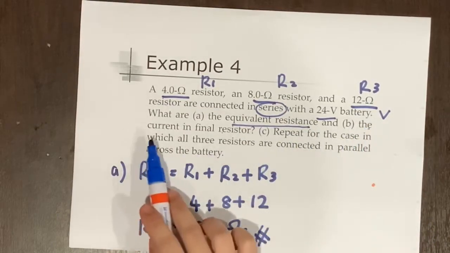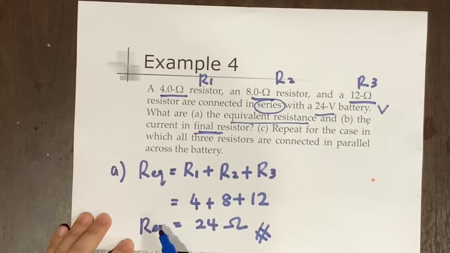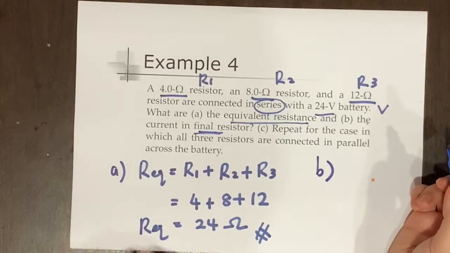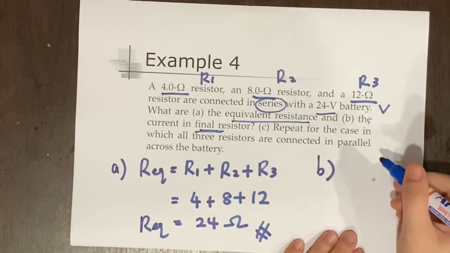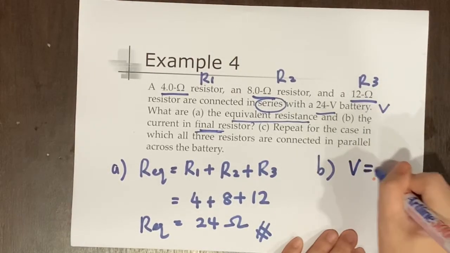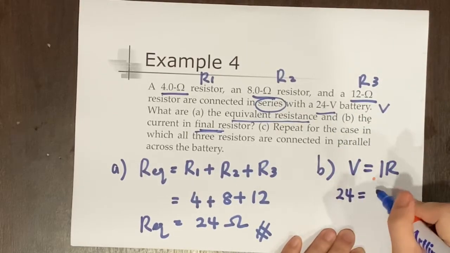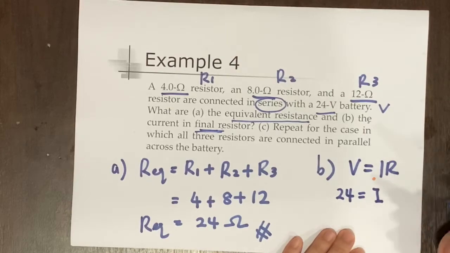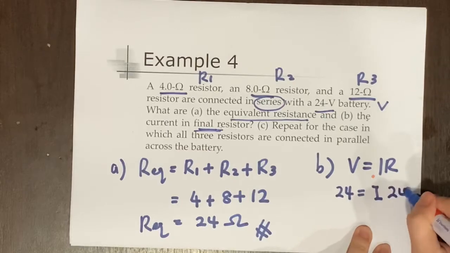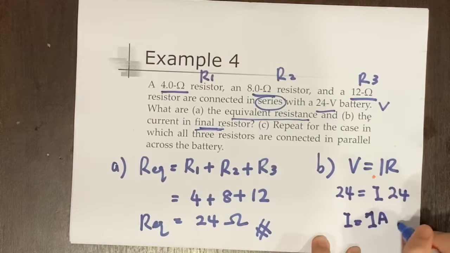B. The current in the final resistor. Final resistor means you have to use R equivalent. The equation is Ohm's law: V is equal to IR. V is given as 24 volts. The current you have to find in the final resistor, meaning the equivalent resistor, which is 24. So the current is equal to 1 ampere.